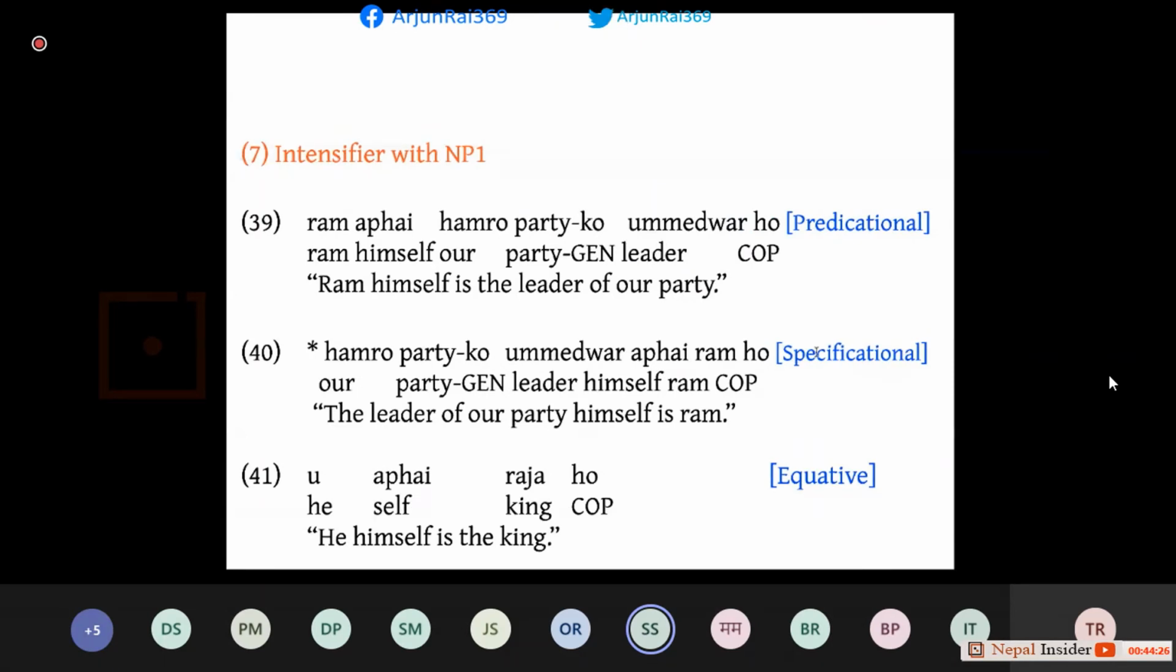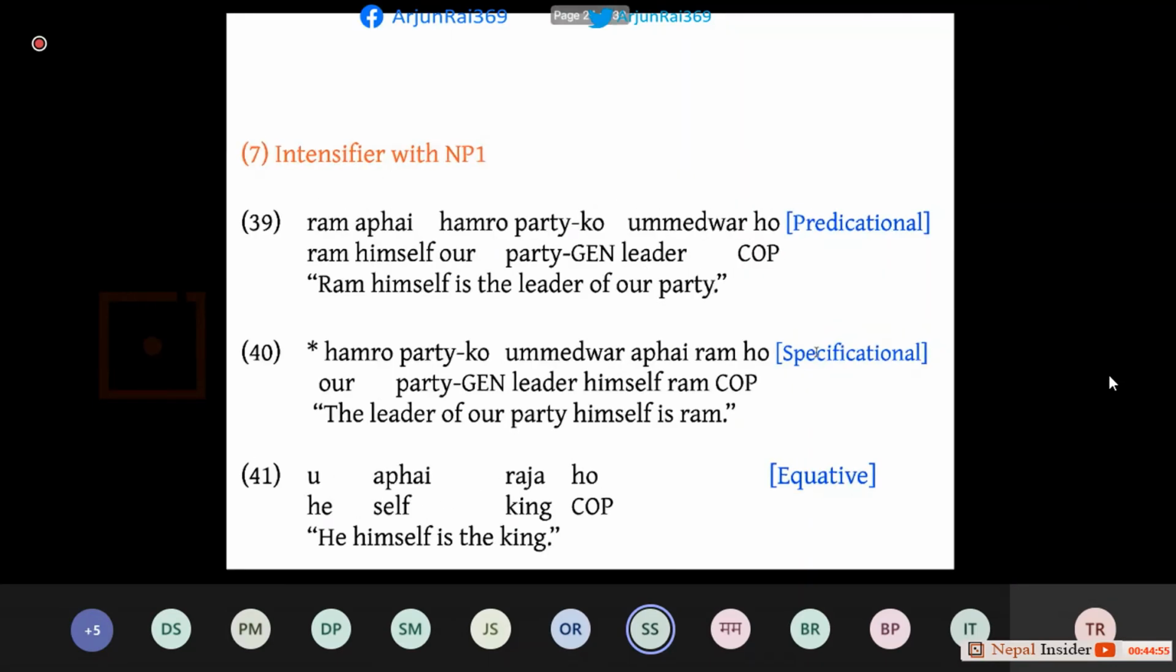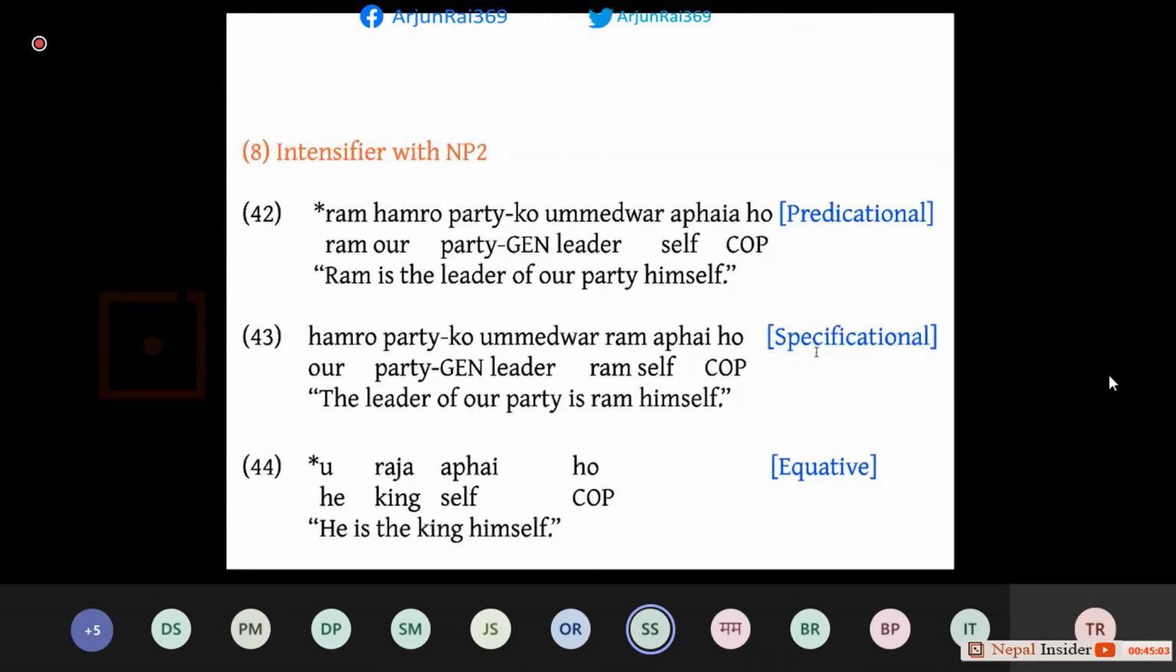Intensifier with NP1. If you put an intensifier, then it shows, but not in case of specificational. Ram afai hamro party ko umedwar ho. That's fine. But hamro party ko umedwar afai ram ho, especially it doesn't work out. Similarly, u afai raja ho, in equative it does. Intensifier with NP2, it doesn't work in predicational and equative, whereas it works with the specificational. It's just a minimal contrast with NP1 and NP2, as I can show you in the slides.